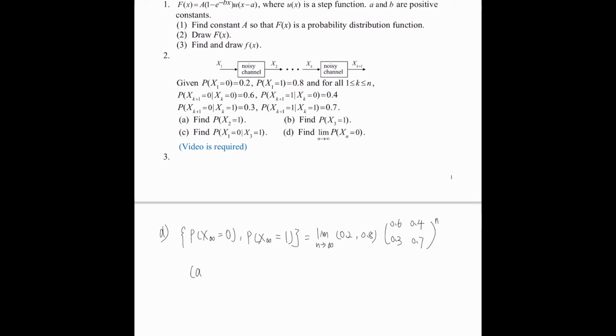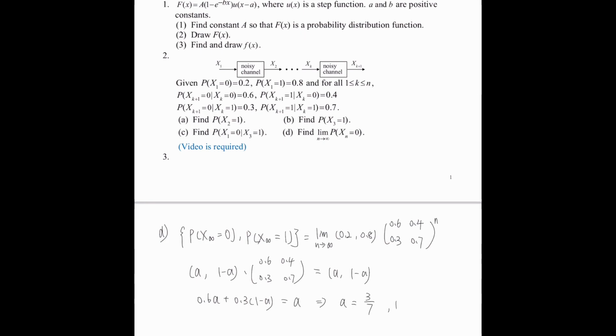So we need to calculate a, 1 minus a times the matrix 0.6, 0.4; 0.3, 0.7 equals a, 1 minus a. So 0.6a plus 0.3 times 1 minus a equals a. So a equals 3 over 7, and 1 minus a equals 4 over 7. This means the limit as n approaches infinity of probability of xn equals 0 is 3 over 7.